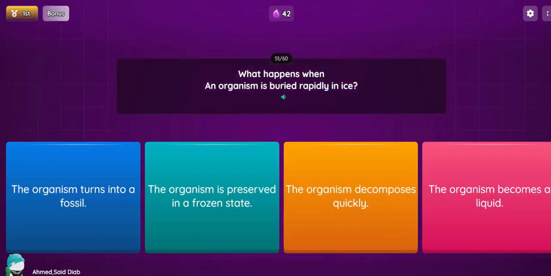Question: what happens when an organism is buried rapidly in ice? Option 1: the organism turns into a fossil. Option 2: the organism is preserved in a frozen state. Option 3: the organism decomposes quickly. Option 4: the organism becomes a liquid.